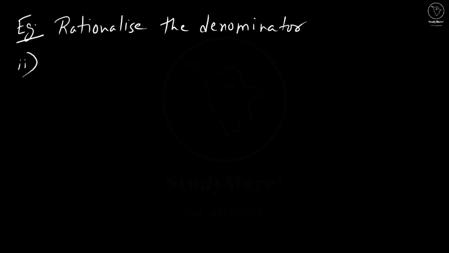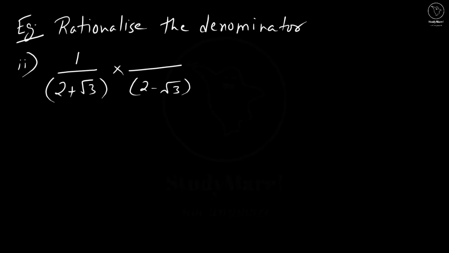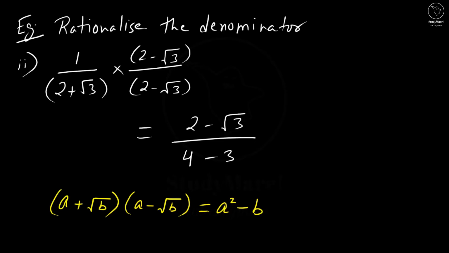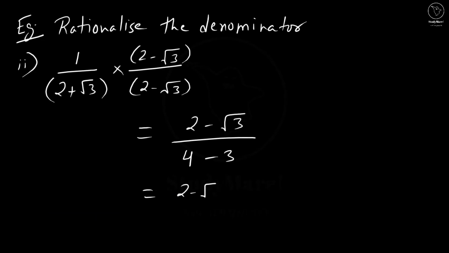Our second example is 1 by 2 plus root 3. Rationalization factor in this example is 2 minus root 3. So we have 1 by 2 plus root 3 into 2 minus root 3 divided by 2 minus root 3, which is equal to 2 minus root 3 by 4 minus 3. Using the identity a plus root b into a minus root b is equal to a square minus b. Simplifying it further, we get 2 minus root 3 by 1, which can be simply written as 2 minus root 3.